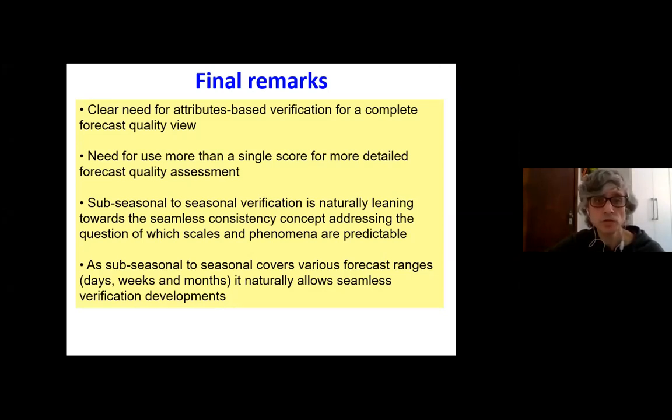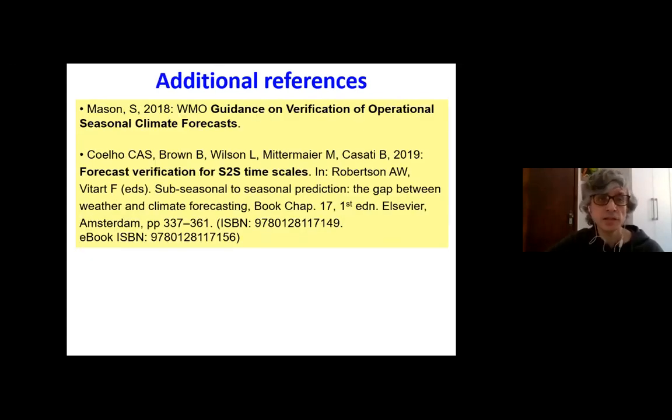And subseasonal to seasonal verification is naturally leaning towards what we call seamless consistency concepts, that address questions of which scales and phenomena are predictable. And as these time scales cover various ranges from days, weeks, and months, it is naturally leaning towards a seamless verification development.